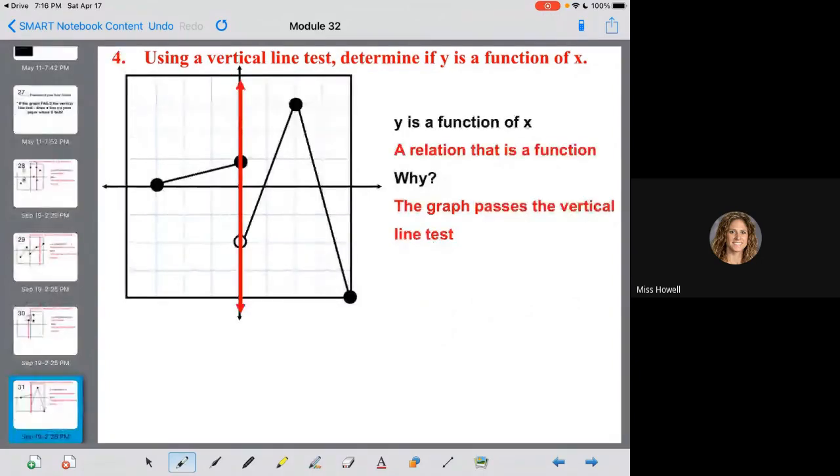The only place where we might be confused, again, is here where we think it goes through the graph in 2 spots. But since this circle is open, that means it's setting a boundary, but it doesn't really exist. So this is good. Now, if this circle had been closed in, that would have been a fail. But since this was an open circle, good to go. Y is a function of x, which makes this a relation that is a function, and it passes the vertical line test.